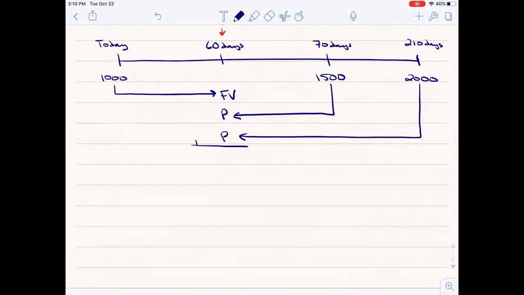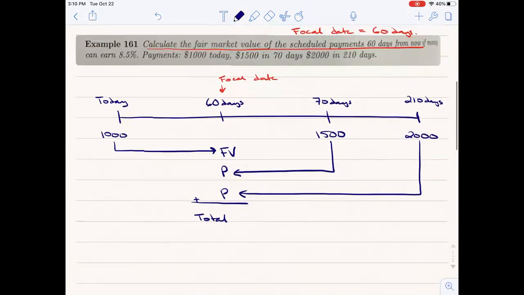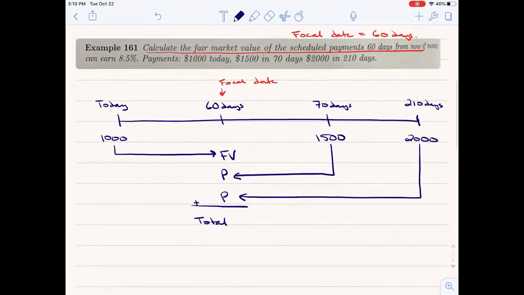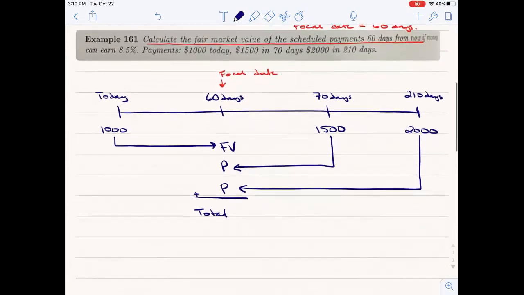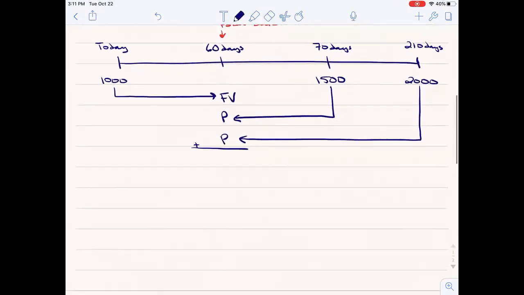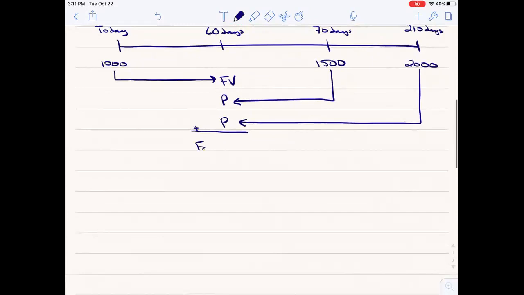If I add these, right, this is the fair market value. I shouldn't have said total there, because the question says fair market value 60 days from now. So the total is going to be the fair market value 60 days from now.